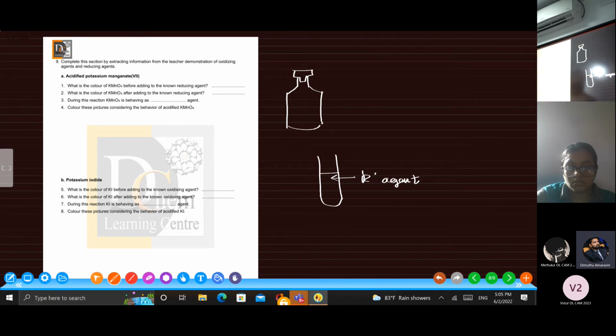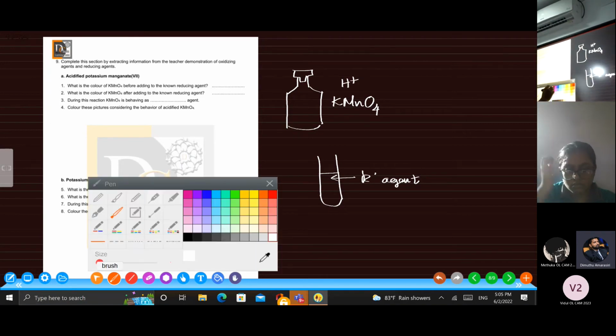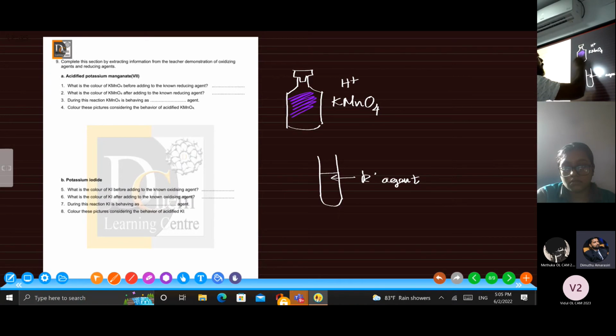So what I'm going to do, if I want to test whether this is a reducing agent, I have to react it with what? An oxidizing agent. But that oxidizing agent must be something that we know. That oxidizing agent in the laboratory is potassium manganate 7, acidified potassium manganate 7, which is intense violet in color. Intense violet in color, right?